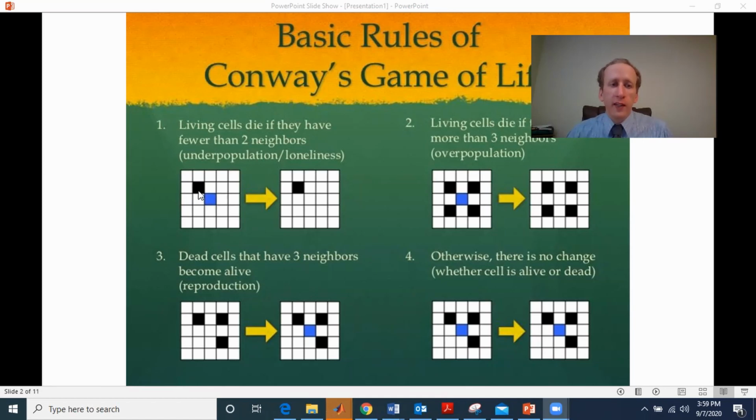So every cell has 8 neighbors. If you look at this blue cell, it has the 3 neighbors on top, the 2 left and right, and the 3 on the bottom. So that's a total of 8 neighbors. And on the next time step, the cell will either survive or die.